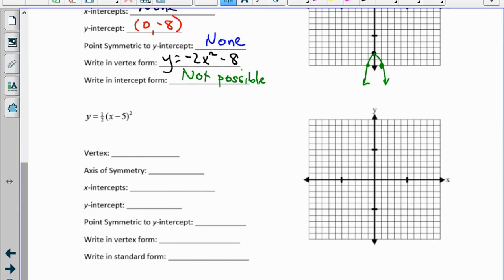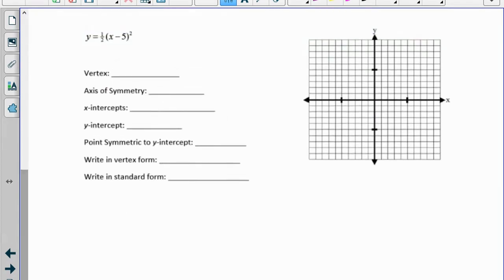Finally, y equals 1/2 times (x minus 5) squared. So this is in vertex form already, which means I messed the worksheet up. So you should have intercept form here, although this is technically also an intercept form, so I guess I didn't mess up the sheet. So I could have y equals 1/2 (x minus 5)(x minus 5), and it's equivalent. If I wanted to write it in intercept form, I could technically write it that way, but I don't have to. I can write it as (x minus 5) squared, and that'd be fine.